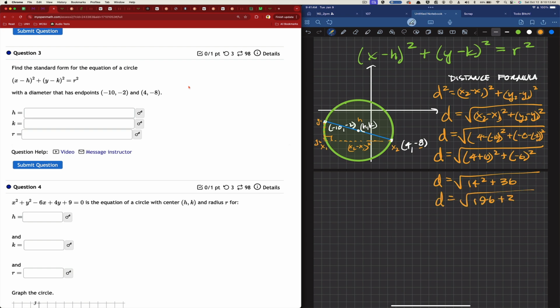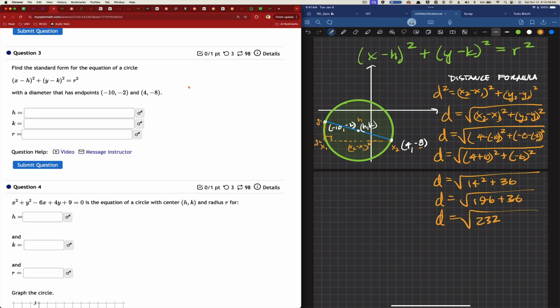196 plus 36 is 232, or so I believe. I could be wrong, but we'll find out. And that's the distance of that diameter, the distance between those 2 points. That's the length of that chord, which is the diameter. So that's the square root of 232. I wouldn't worry about simplifying it.